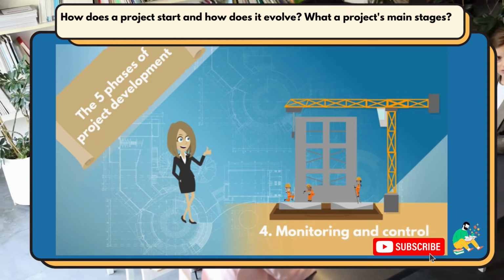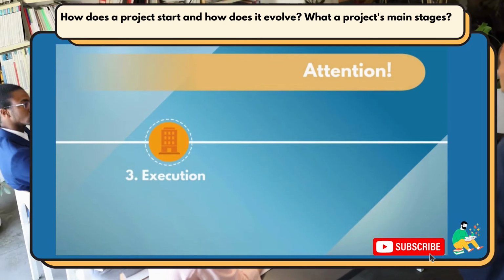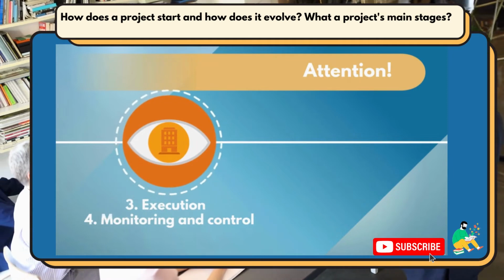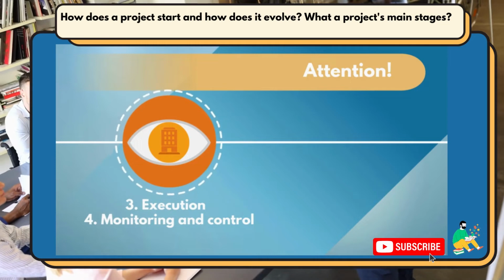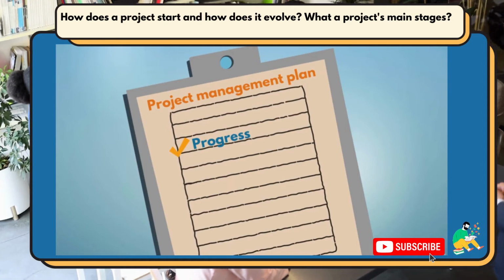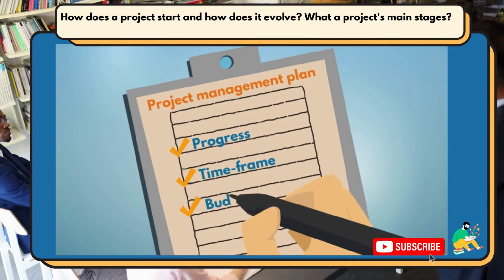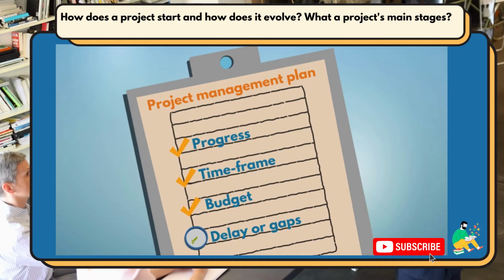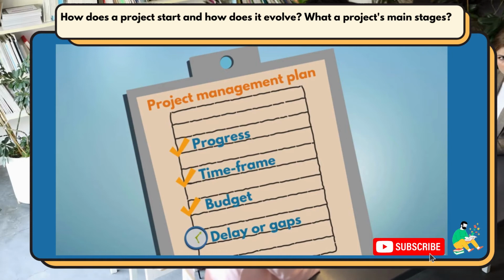Next, we have monitoring and control. Beware though, it does not start after execution. This phase runs in parallel to it. The project manager performs monitoring and control activities they have developed to track the progress of the project streams and ask, is the execution progressing as per the plan we created? Is the speed and quality in line with the time frame? Are the expenses within the budget? If not, if there are delays, slowdowns or gaps, the project manager must identify them and take action to fix them before it's too late.